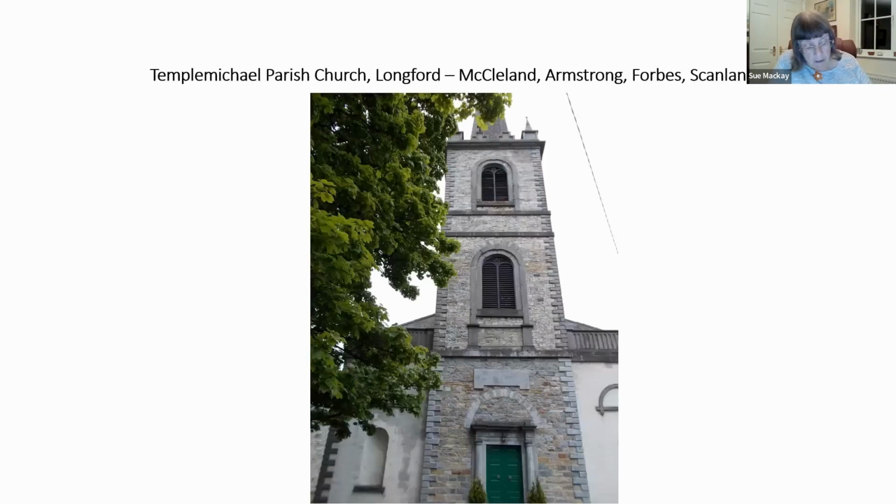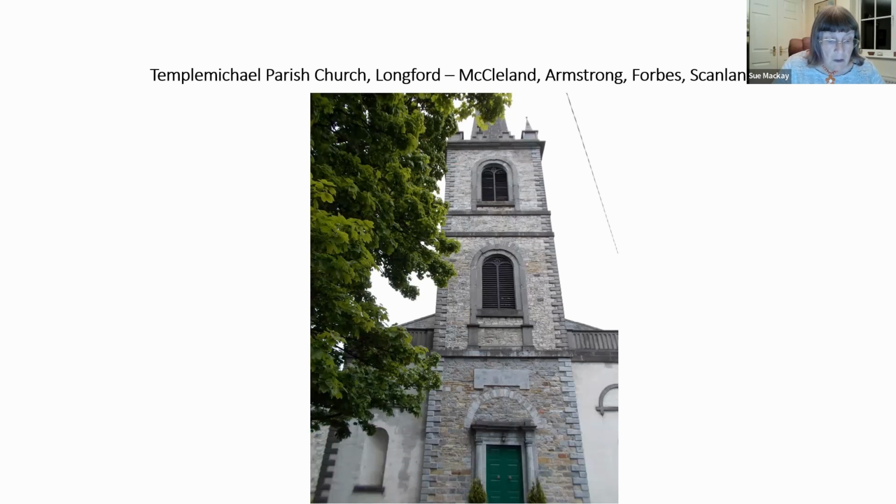There were, of course, many settlers from Ireland, particularly from Dublin, Cork and Longford. Sadly, I've never been to Ireland, though it's on my bucket list. So I've had to content myself with a few library pictures on the site for now. This is a picture taken of Temple Michael Parish Church in Longford by Dean McClelland, which he kindly allowed me to use.